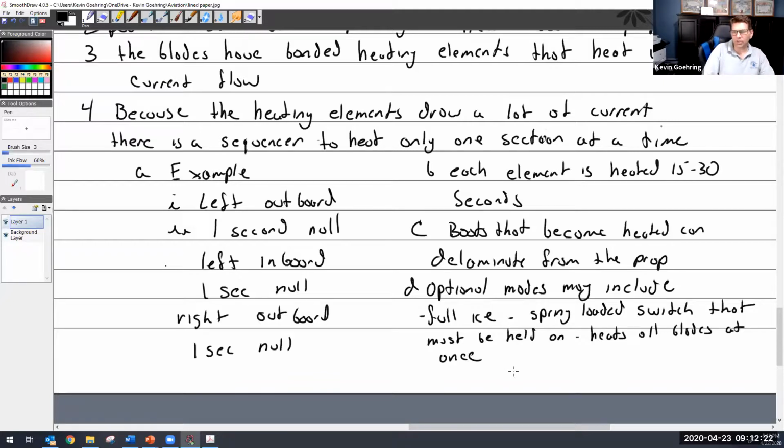And then the other was you may have a fast cycle, or you may have a slow cycle. So that may be your options. You may have full ice, fast cycle, slow cycle. And the fast cycle, of course, is going to make the sequencer go around faster so that blades are getting more heat more often. And the slow cycle will keep it so that it goes from one to the next in a slower cycle.